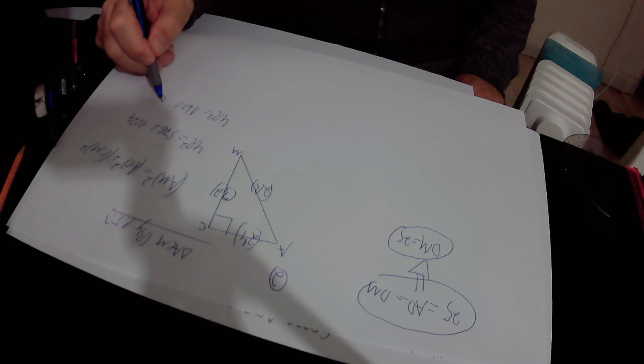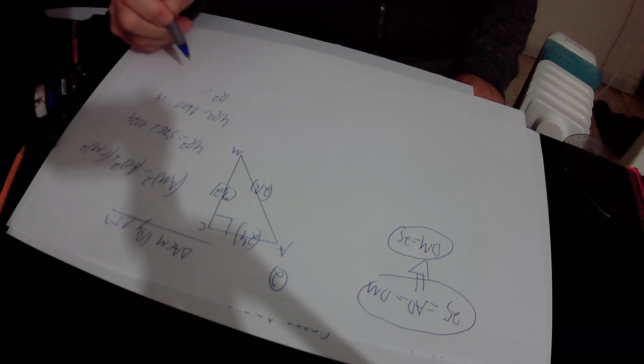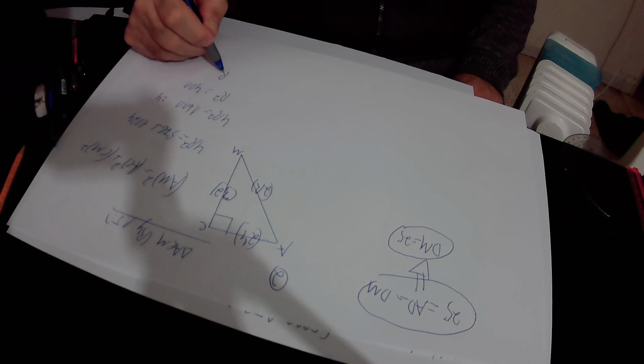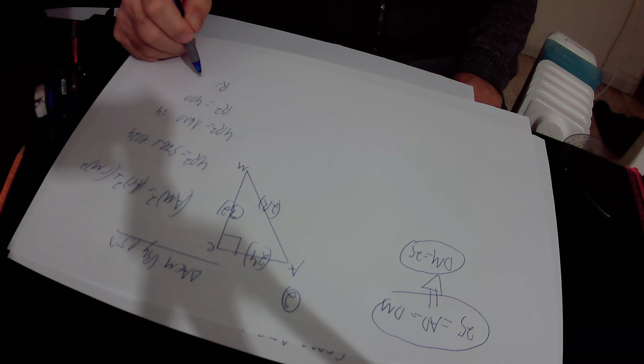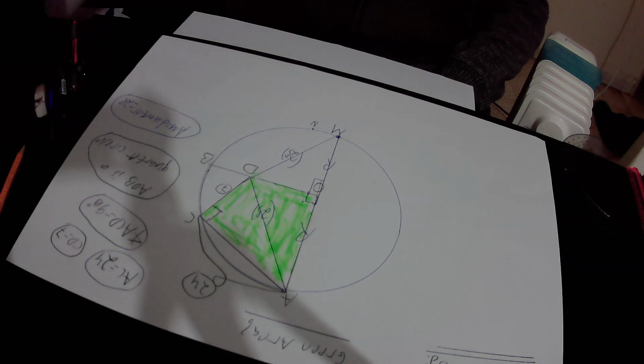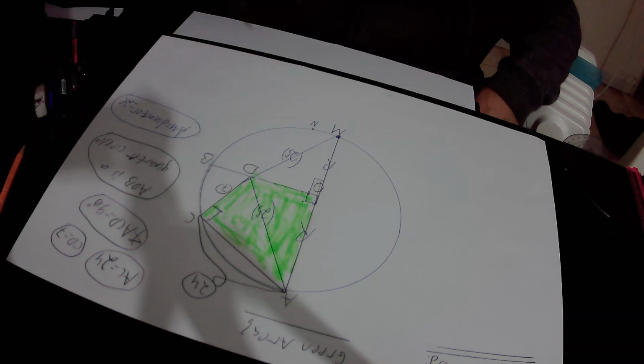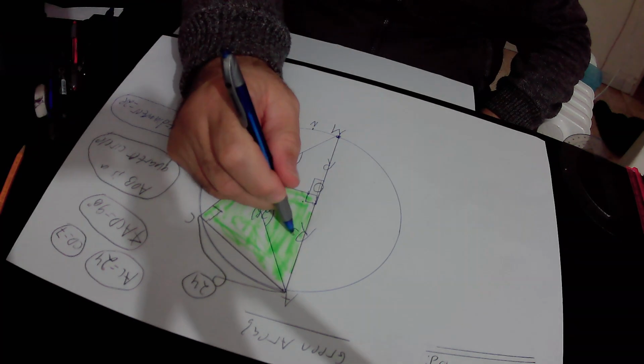Here we divide this equation by 4, and finally we get that R squared equals 1600 over 4, which is 400. We take the square root of this equation and we get that R equals the square root of 400, that is 20. So the radius of this circle R equals 20 units.